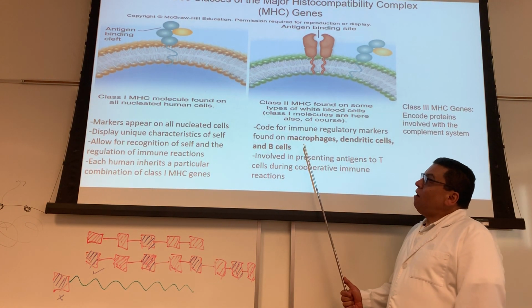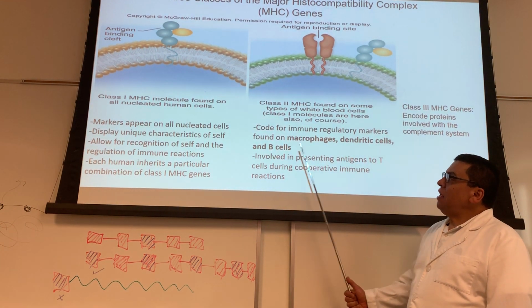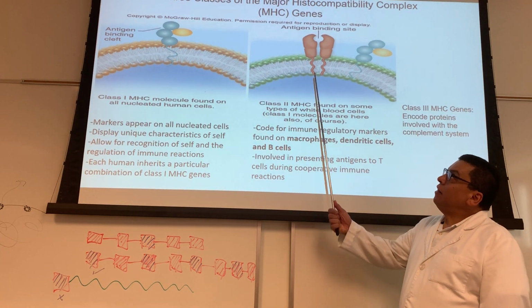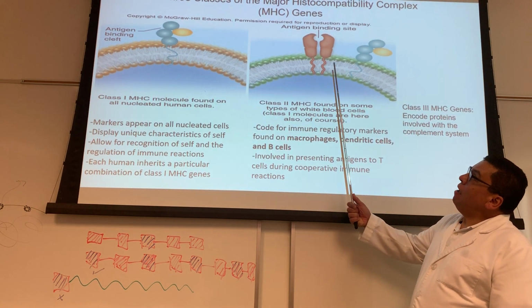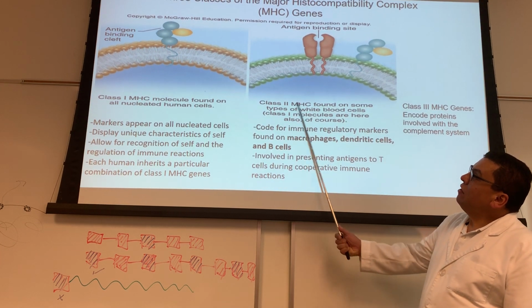Now, there are other types of white blood cells. They're called macrophages, dendritic cells, and B cells. You need to know that. They have another MHC called MHC class 2, MHC2.